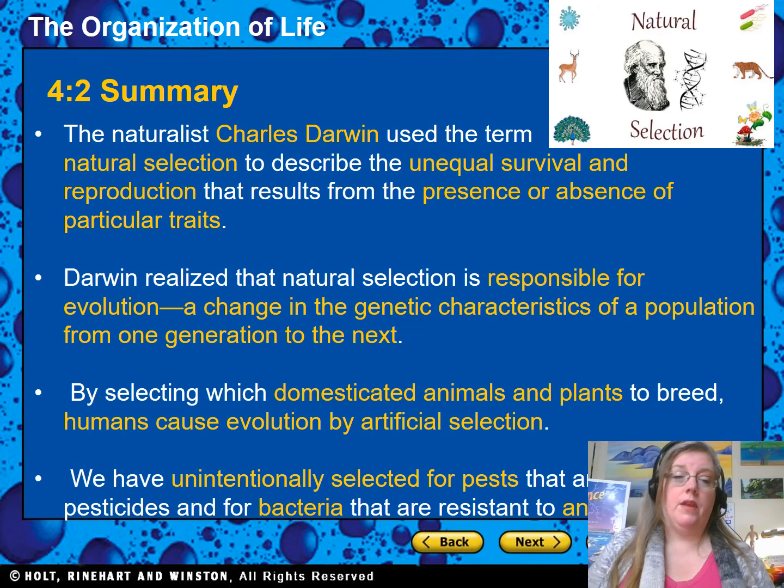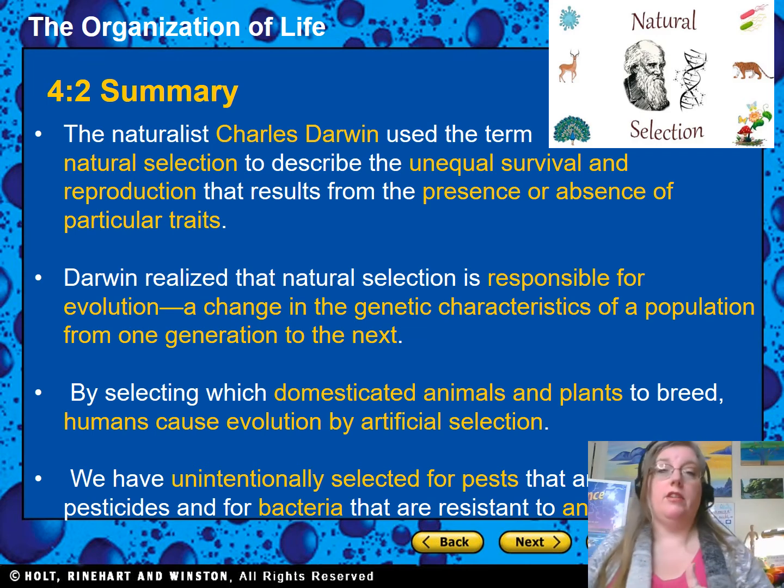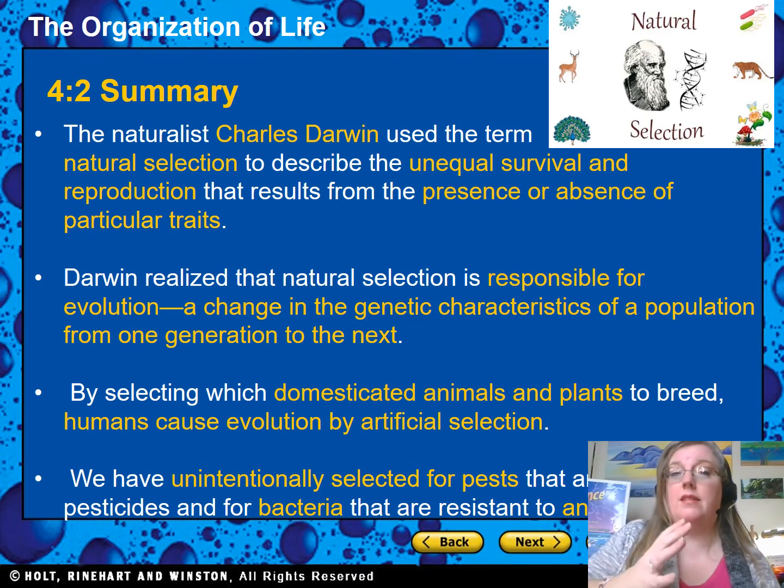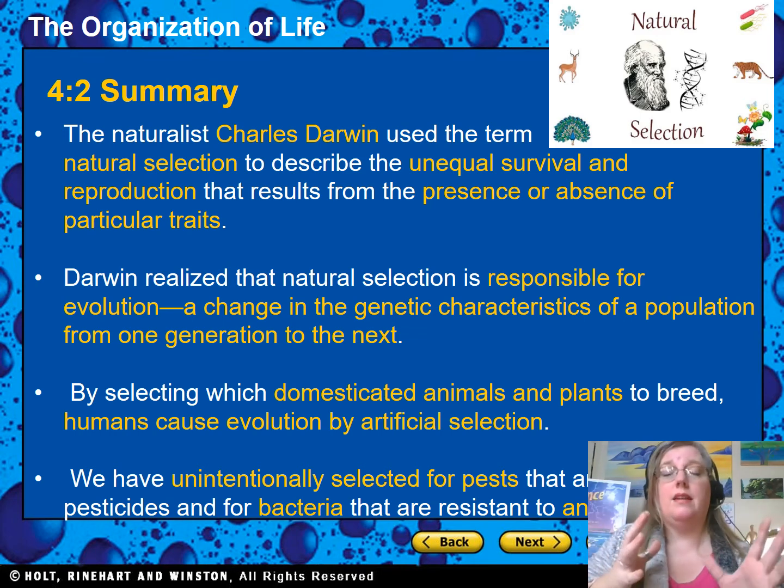That's the second bullet. The third bullet says, by selecting which domesticated animals and plants to breed, humans have also caused evolution by artificial selection. We've actually changed the evolution of some of our species because we were deciding. Instead of letting nature decide, we decided, and that's called artificial selection. But by doing that, we have unintentionally created pests and bacteria that are completely resistant to pesticides and antibiotics, and it's a really, really scary thing, especially in the hospitals. Bacterial resistance is a real scary thing.